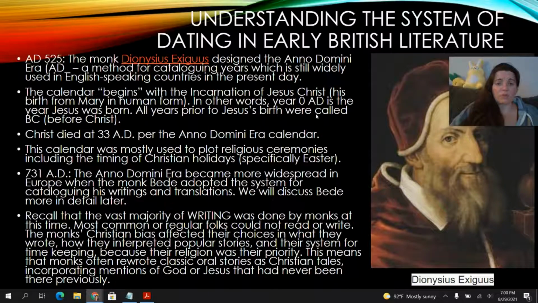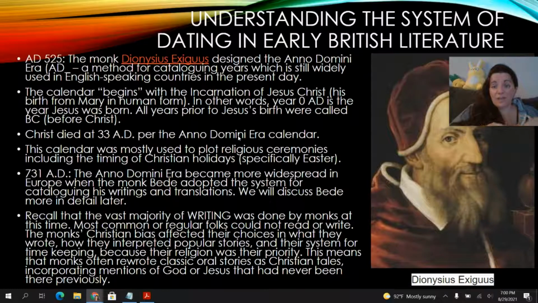So basically, year 0 AD is the year that Jesus was born. All of the years prior to Jesus' birth were called BC, which is before Christ, and all of the years that came after he was born are AD, which is Anno Domini, basically, which means after the Common Era. So people often think that AD means after death.